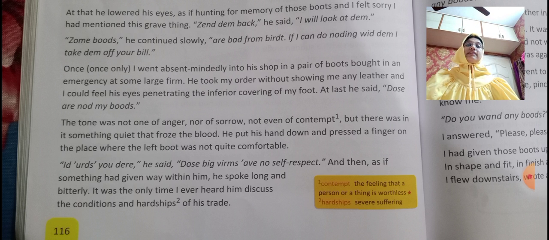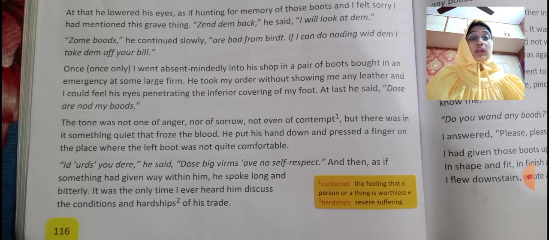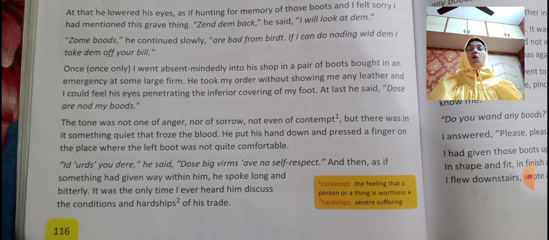So after pointing at the place where he was not quite comfortable, he said that it hurts there. Those big firms have no self respect. And then, as if something had given way within him, he spoke long and bitterly. It was the only time I have heard him discuss the conditions and hardships of his trade.